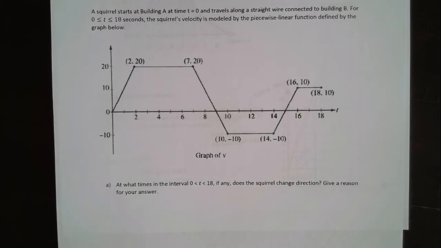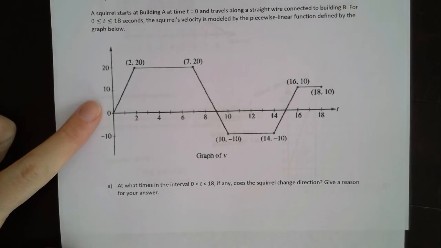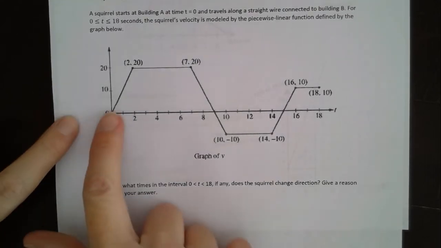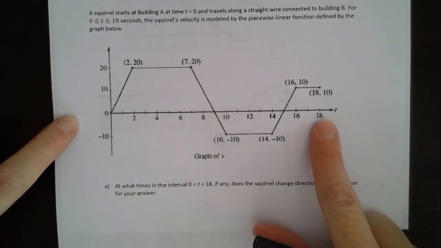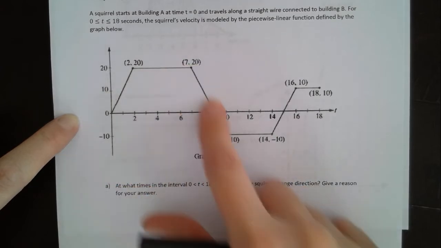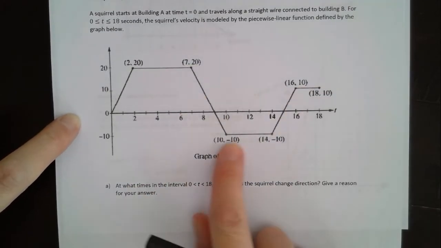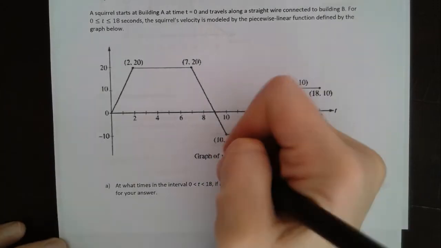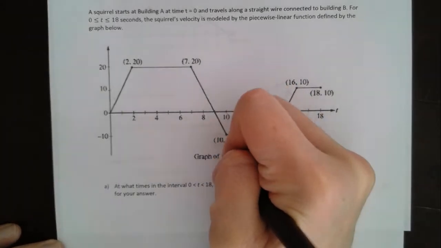A squirrel starts at building A at time t is equal to 0 and travels along a straight wire connected to building B. Between 0 and 18 seconds, the squirrel's velocity is modeled by this piecewise linear function below. So we've got t is equal to 0, we've got t is equal to 18, and this function is representing its velocity, which again is a rate of change graph that we're looking at. So this is a graph of v of t.